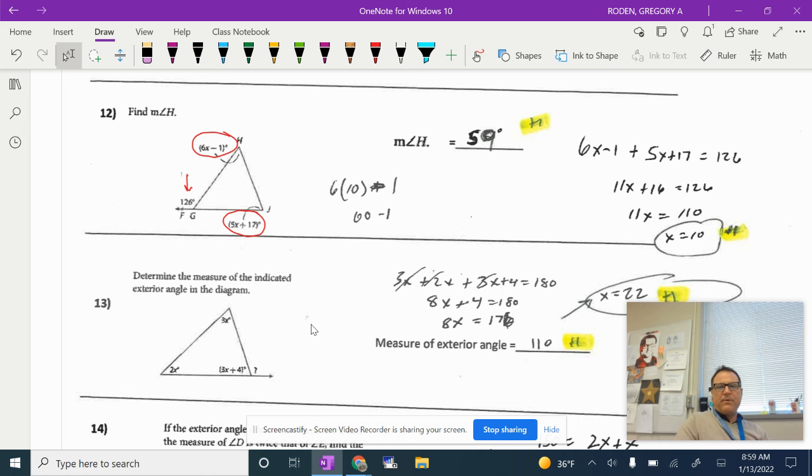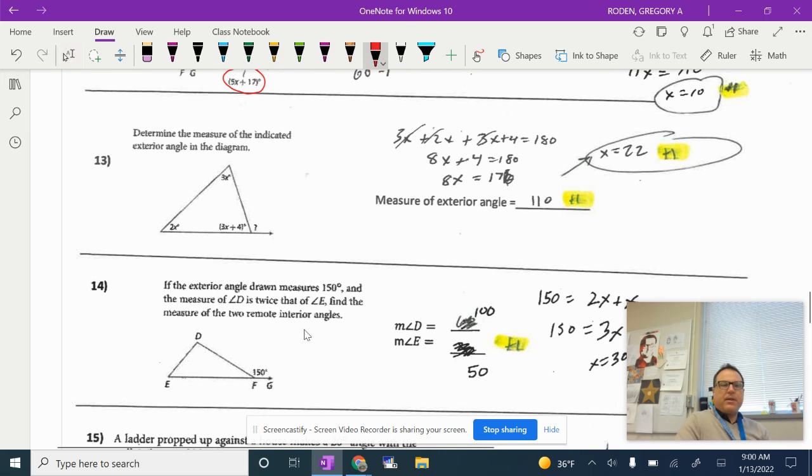And then we just plug it in for h, so that's 1 point. And then the easiest thing in the world is you just go over to angle h, you plug in a 10, so 6 times 10 minus 1 is 59 degrees for a point. Okay. All right, determine the measure of the indicated exterior angle.